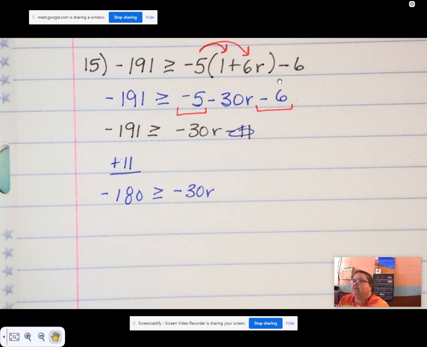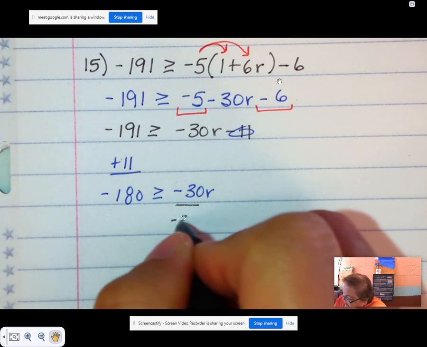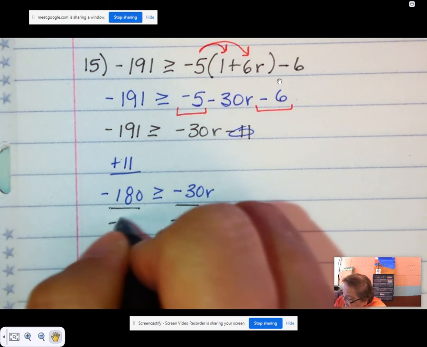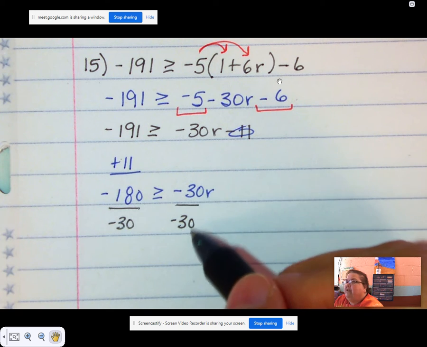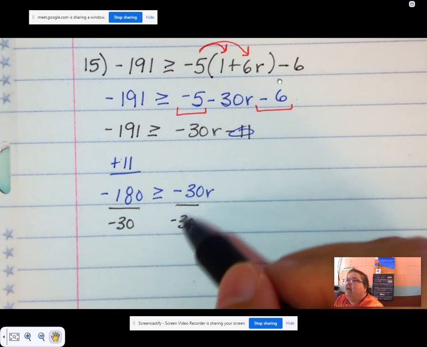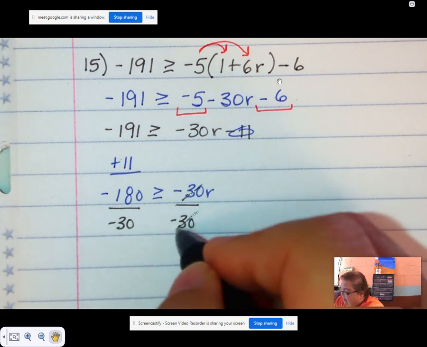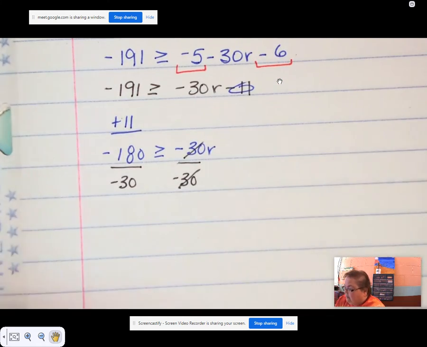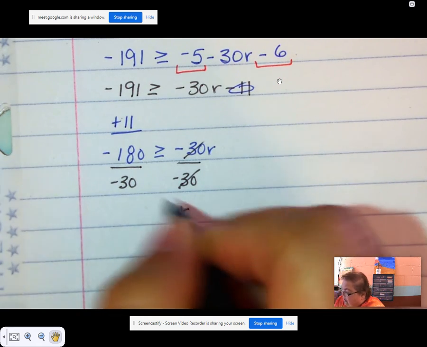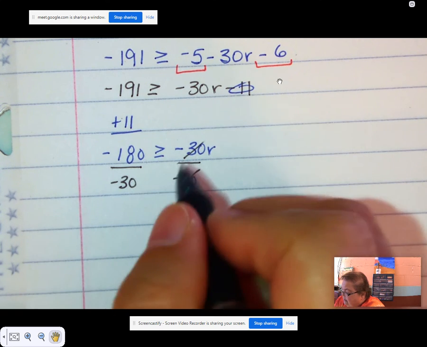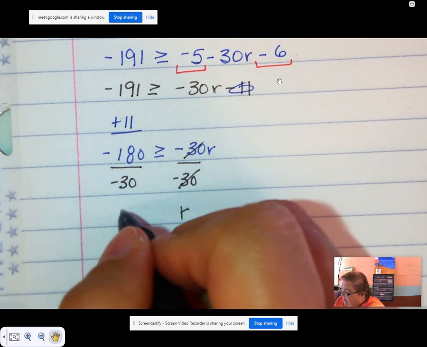Now what do I do? Divide that negative 30 away. Remember, it's opposite operation on opposite sign. This is multiplication. The inverse is to divide. This gives me that positive 1 I'm looking for that I don't need to write. So r, and then what do I get over here? 6.